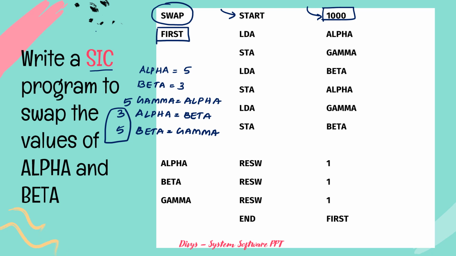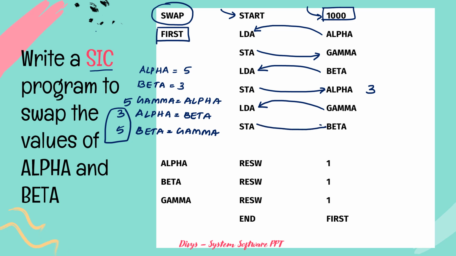Now this is LDA, that is load accumulator. We are copying the value of alpha into the accumulator and we are storing that in gamma. And we are loading the value of beta into the accumulator and we are storing that in alpha. So now alpha has become 3 and the value inside gamma is taken to the accumulator and we are storing that in beta. So now beta has become 5. So we have swapped these numbers.